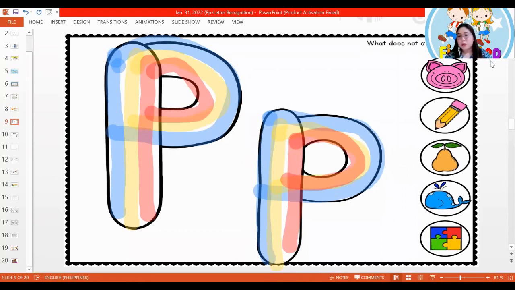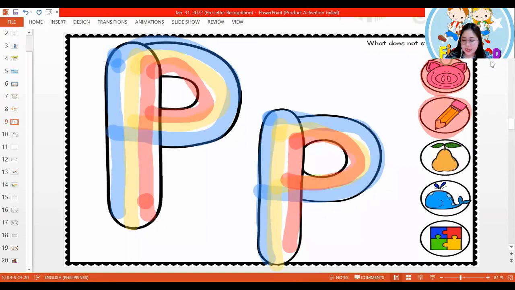So let's start with pig. Pig starts with the letter P. Yes, it does. So let's color that. Next one, we have pencil. P is for pencil. Correct. Let's color that one also. Next one, we have a pear. Pear. P is for pear.